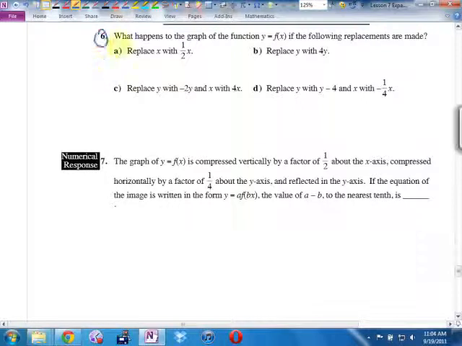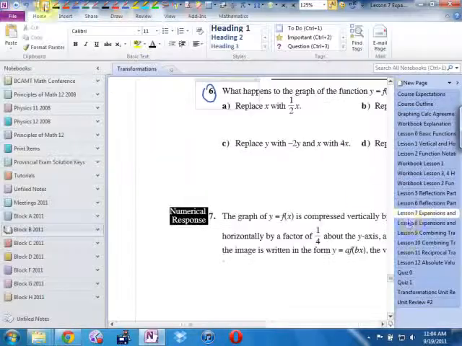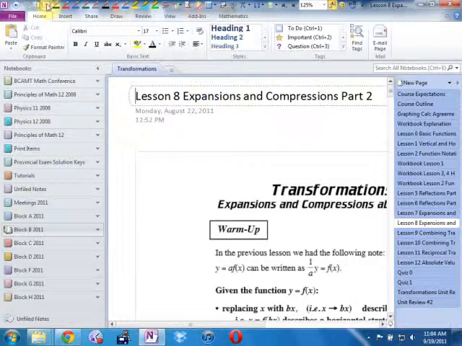Very quickly, look at lesson eight, which I also handed out to you, which is a continuation of the same topic. Once again, a lovely summary.